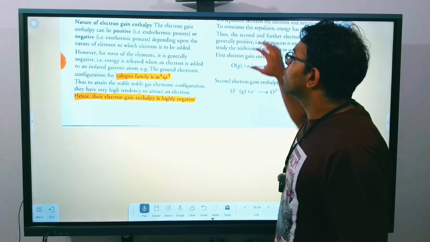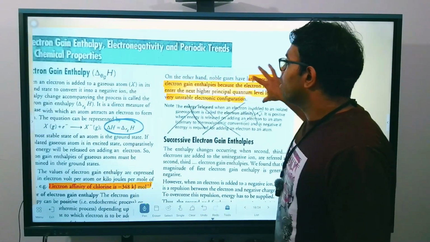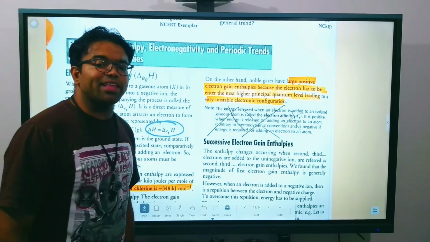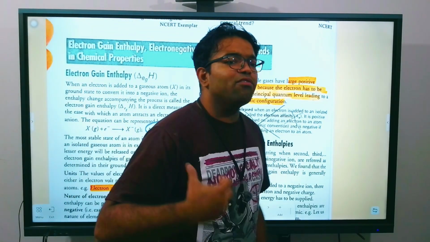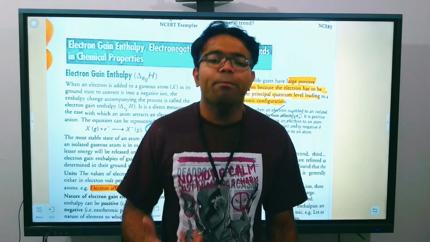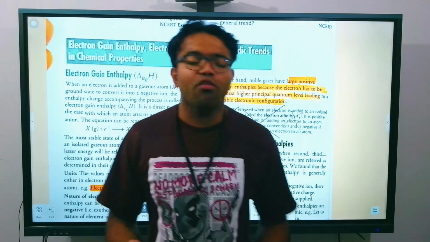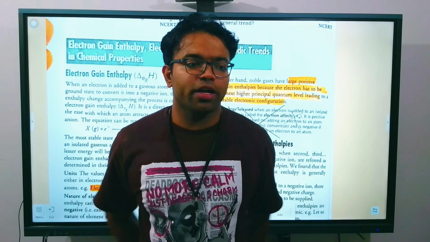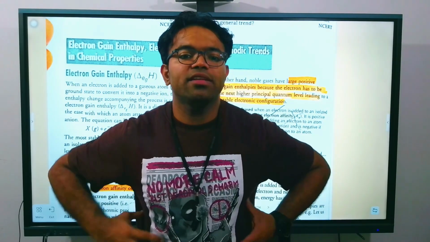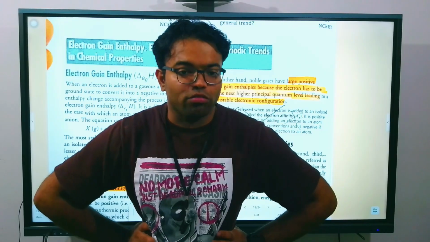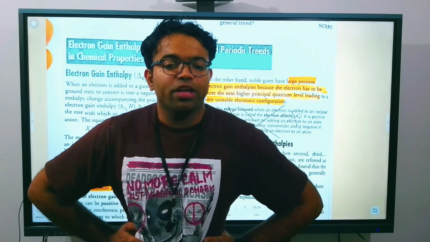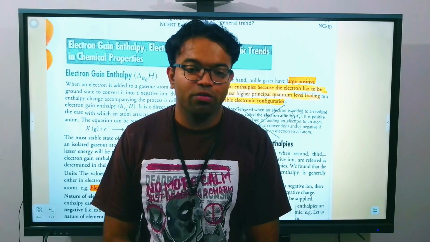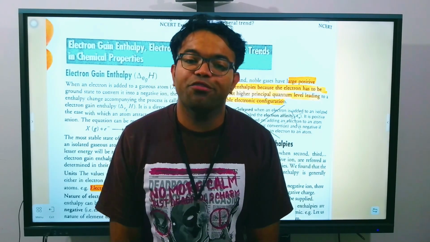Now, on the other hand, noble gases have large positive enthalpies. You know why? Because they are already stable. Think of it like this. You are at a restaurant. You ordered a buffet. You ate till your stomach explodes. And now the restaurant brings a chocolate cake and places it in front of you and says, here's a gift from the restaurant.